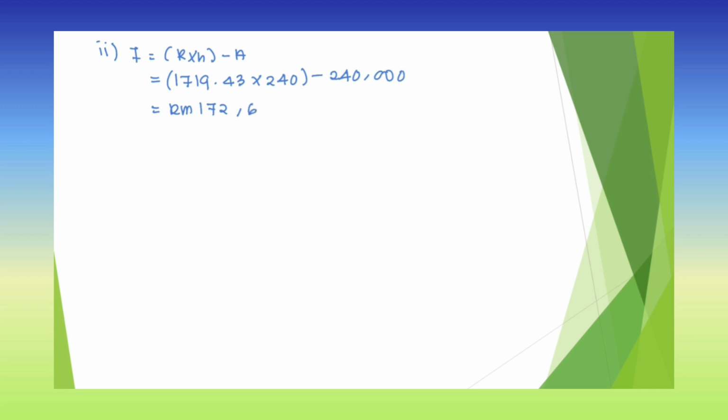For question number 2, find the total interest that needs to be paid. So interest equals R times n minus A. So R is 1719.43 times 240 minus A, 240,000. So the answer will be RM 172,663 and 20 cents.